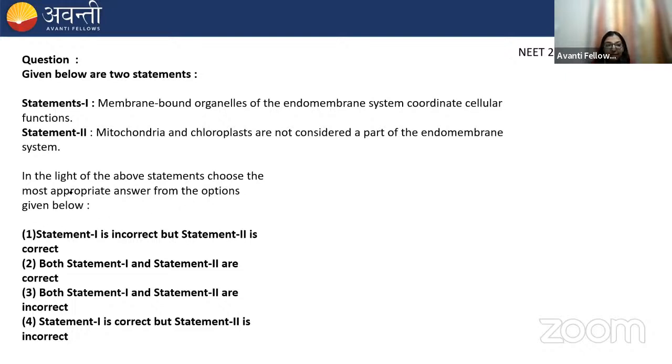Option 1 says that statement 1 is incorrect and statement 2 is correct. Option 2 says both statement 1 and 2 are correct. Option 3 says both statement 1 and 2 are incorrect. And option 4 says that statement 1 is correct, but statement 2 is incorrect. So quickly answer what you think will be the correct option for this question.